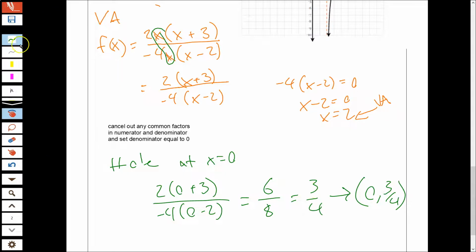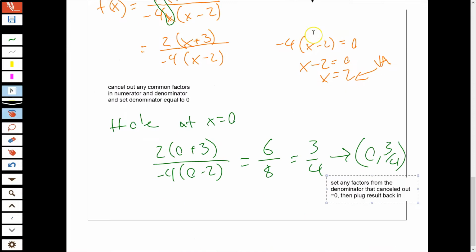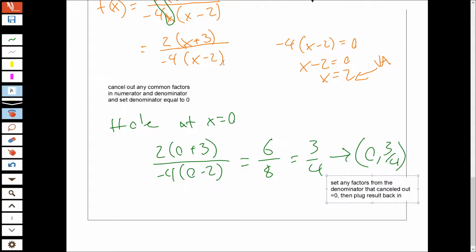The way I've done that, right, is I set my factors from the denominator that canceled out equal to 0. That's how I got this x equals 0. And then I plugged it back in to get the y. So that's my hole on my graph. We have two more things. And there are two things that you've always kind of studied with respect to functions. They are x-intercepts and y-intercepts.